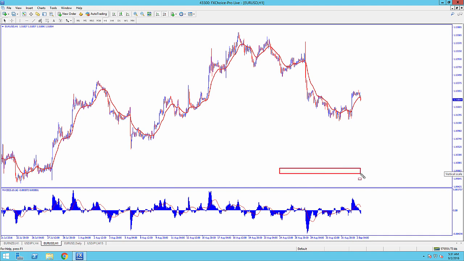So let's just say we have a house, and of course, not a great house, but let's just say we have a house here. And you are in your house, and you're standing on the floor. Okay, so the floor is a support, and the ceiling is a resistance. So this is a resistance, this is a support.